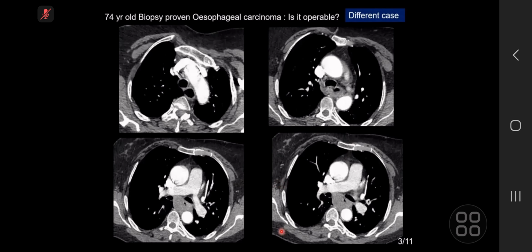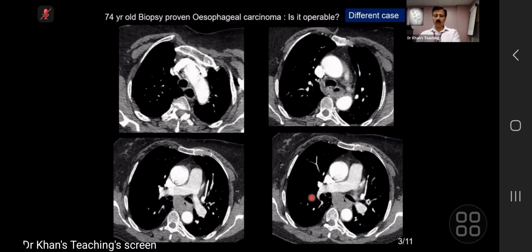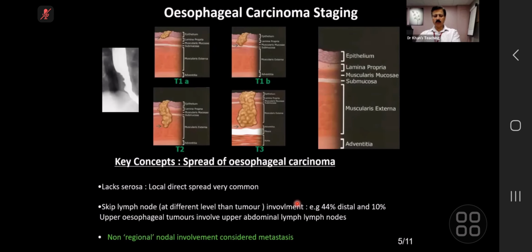But this particular case, audience, I will come back to this case, right? So we will debate this case. Now, let me take over. And you see, in esophageal carcinoma, please remember there is no serosa. So tumor can go right and left into various organs, because serosa in a way confines a tumor in the rest of the GIT, but here there is no serosa, there is adventitia.